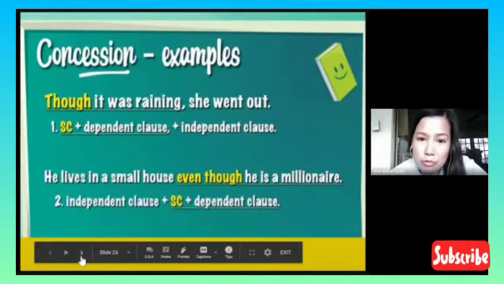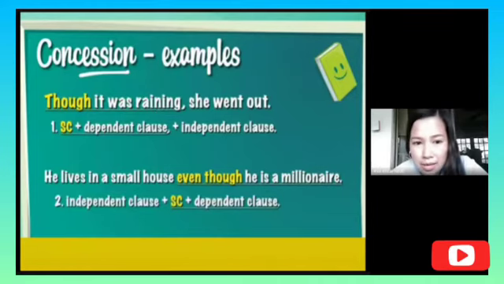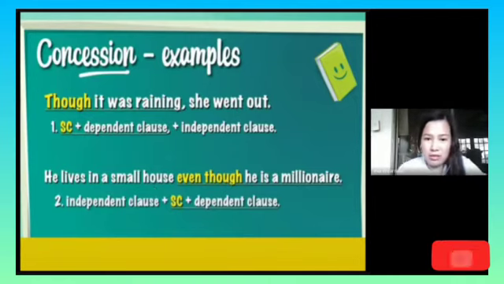Okay, next. I said concession. Concession, when your clause begins with although or even though, those are contrasting or opposite ideas. Something that is different from another thing. For example, "Though it was raining," even though it was raining, "she went out." Here's another: "He lives in a small house even though he is a millionaire." Right? Contrasting idea. He's living in a small house but he's actually a millionaire. Right?